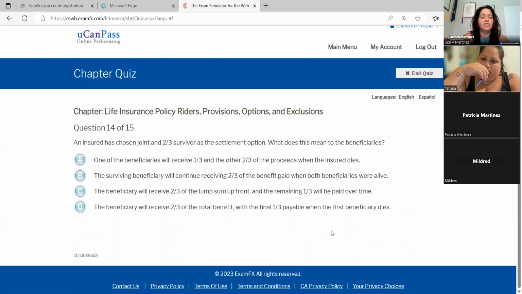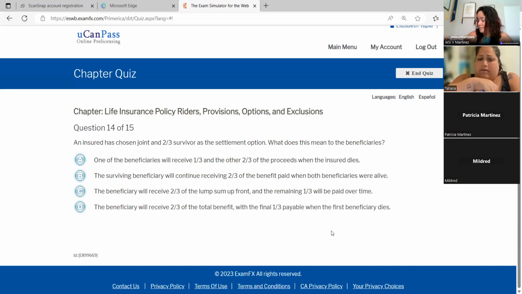Okay, question 14. An insured has chosen joint and 2/3 survivor as a settlement option. What does this mean to the beneficiaries? A, one of the beneficiaries will receive 1/3 and the other 2/3 of the proceeds when the insured dies. B, the surviving beneficiary will continue receiving 2/3 of the benefit paid when both beneficiaries were alive. C, the beneficiary will receive 2/3 of the lump sum upfront and the remaining 1/3 will be paid over time. D, the beneficiary will receive 2/3 of the total benefit with the final 1/3 payable when the first beneficiary dies.